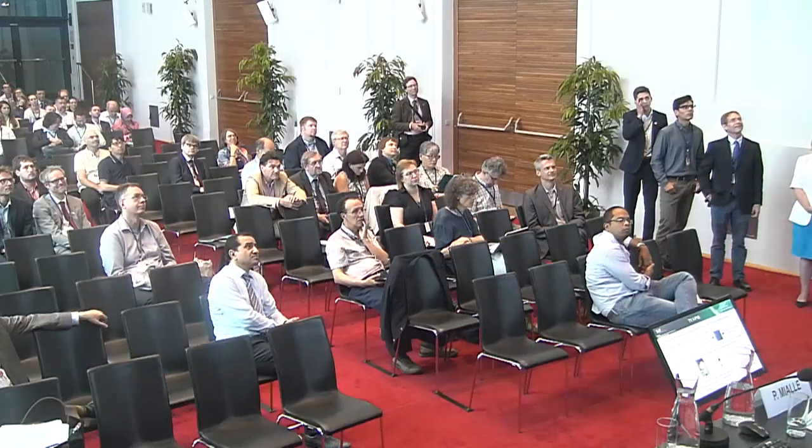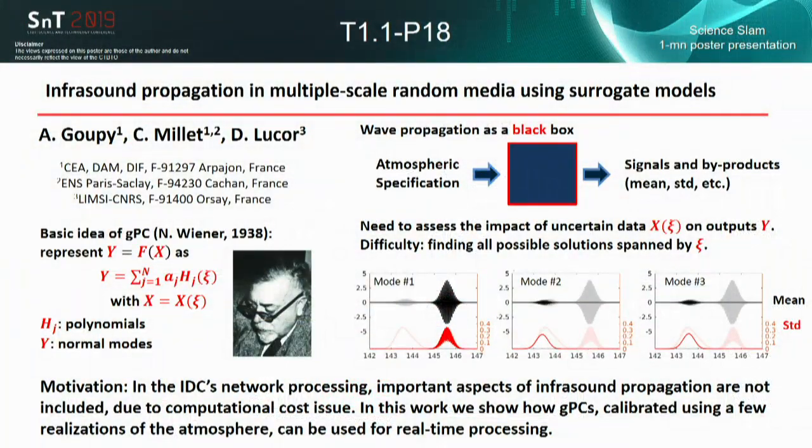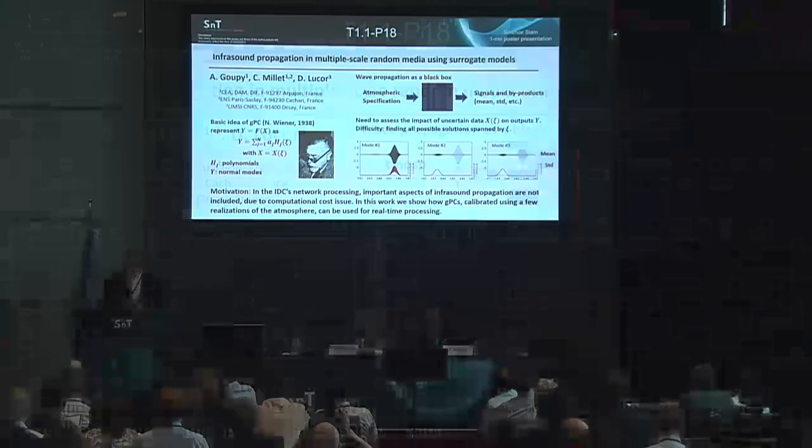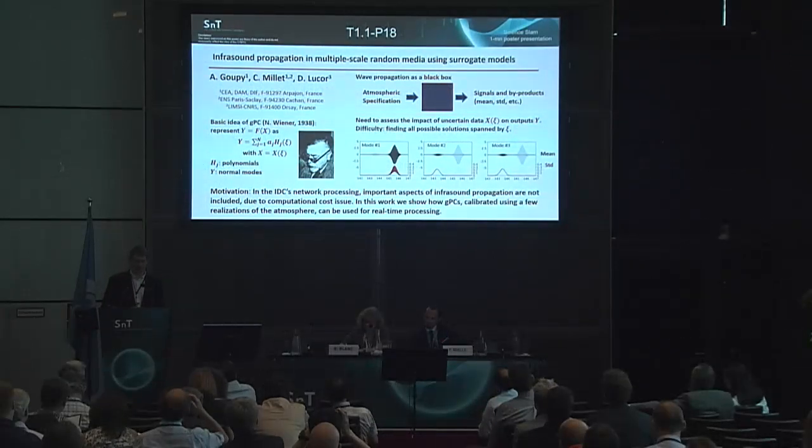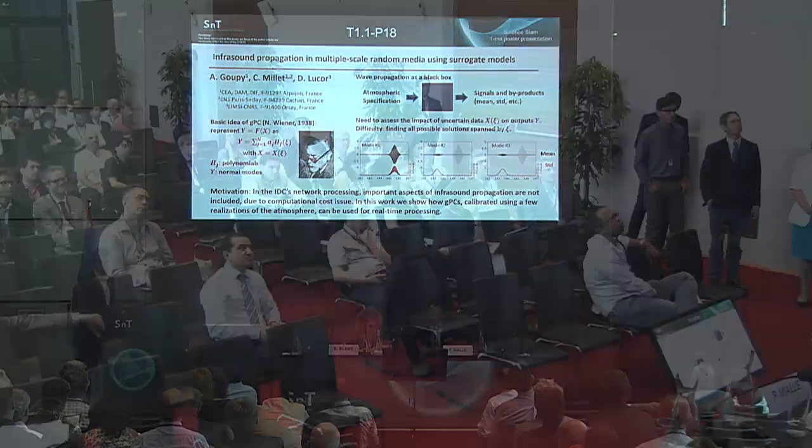Okay, so that's under the poster with a PhD student, Alexandre Goupy, and a colleague, Didier Lecor. In fact, the question is, how can you model the complexity of wave propagation using a simple polynomial? Is this even possible? And that's what we did. We use a polynomial to represent the complexity of wave propagation, and for this, we use the generalized polynomial chaos. So I can assure you that it works, and come to this poster to have some information about the method. Thank you.